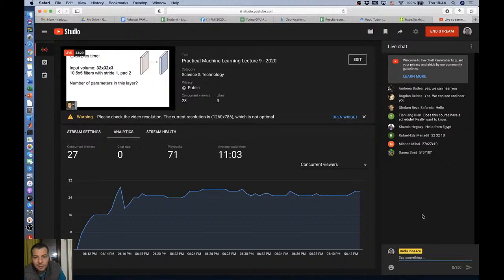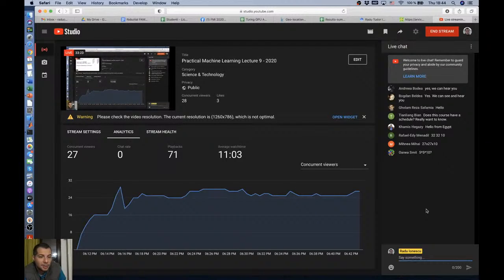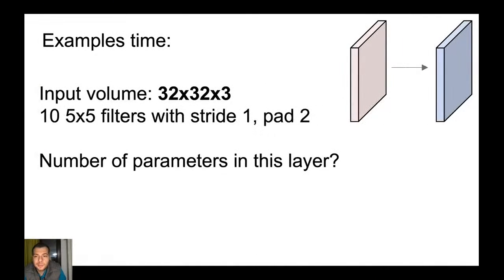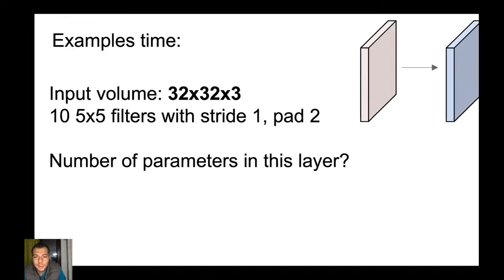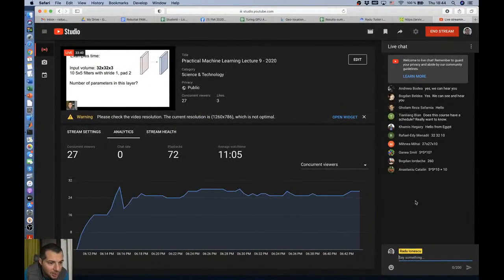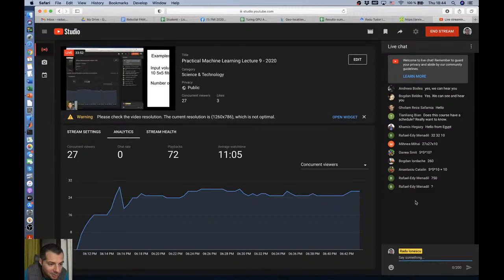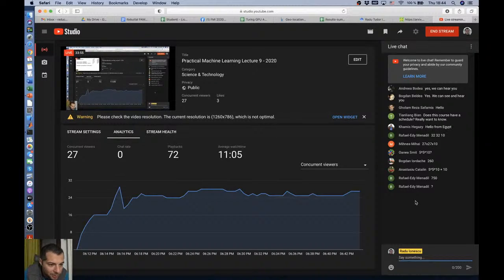Okay, so the first answer is not correct. 5 by 5 by 10 is not the correct answer. You're forgetting perhaps the third dimension. We have a close answer from Rafael, which I think misses the bias terms. 5 by 5 by 10, no, Catalin is also wrong. He added the bias terms but didn't consider the spatial dimension.